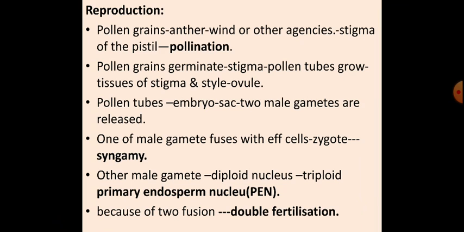Two male gametes are released by the pollen grain in the pollen tube. Out of that, one will reach the egg inside the embryo sac.